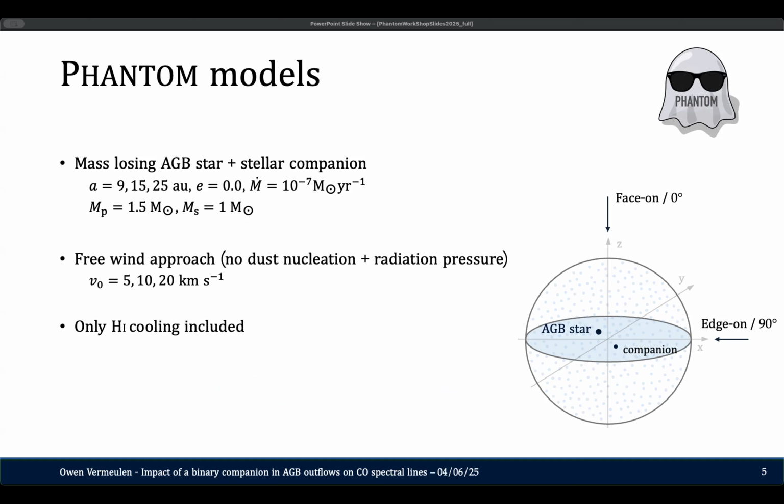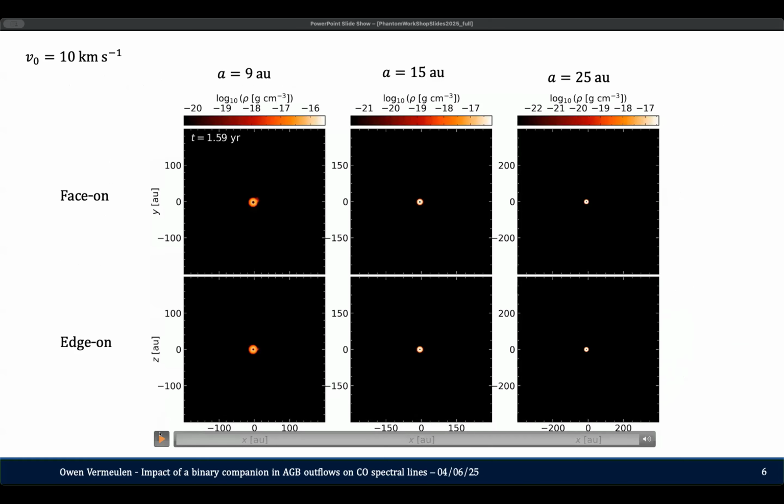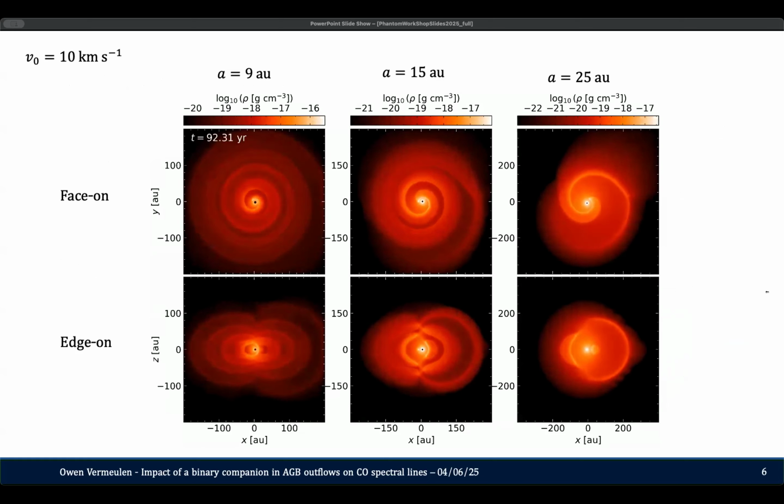Finally, I also only included H1 cooling. So this is needed for the very high temperatures that can be found in the shocks, but you will hear more about cooling on Friday. So now we can have a look at the simulations themselves.